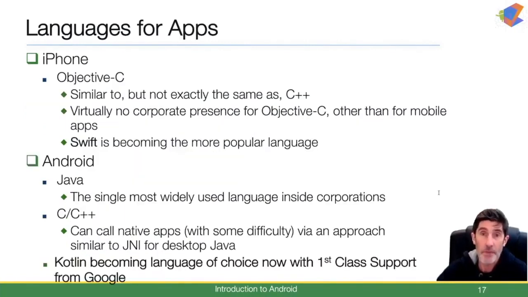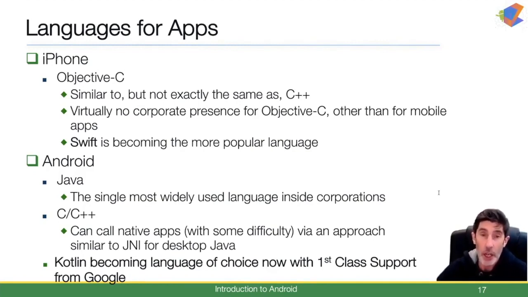In terms of languages, with your iPhone, your iOS, it's primarily Objective-C, which is similar to, but not exactly like C++, again, which is kind of a tricky language. There's virtually no corporate presence for Objective-C other than for mobile apps, okay? Now, saying that, Swift is becoming a more popular language within the iOS world, okay? But again, it's easier to learn, but it's not as easy, okay?